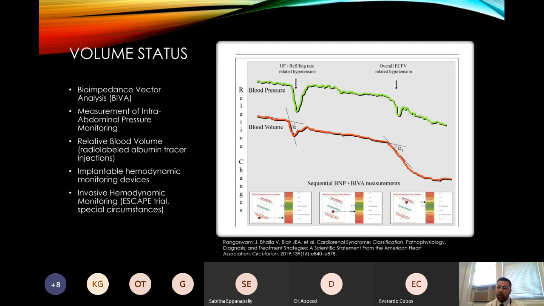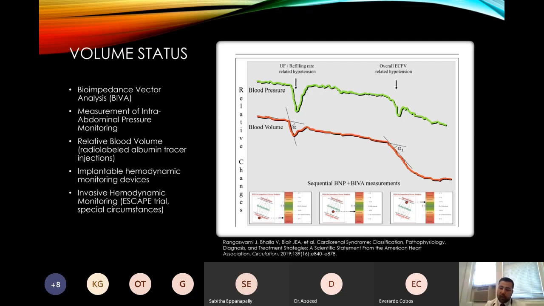This involves total body water measured by placing a pair of electrodes on the dorsum of the wrist and ipsilateral ankle, and then you apply a 50 kilohertz current to the body. This is displayed graphically so that the relative hydration is depicted in accordance with vector length. Shorter vectors are associated with volume overload, and longer vectors with volume depletion.